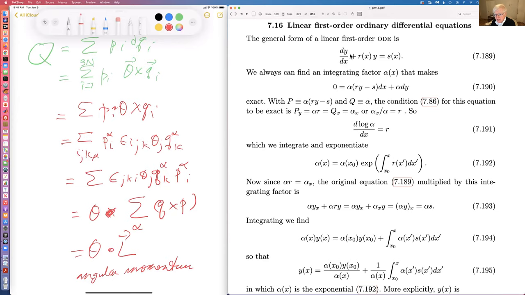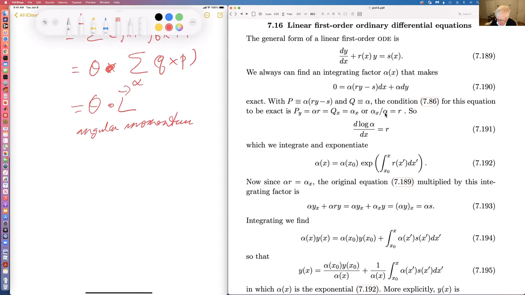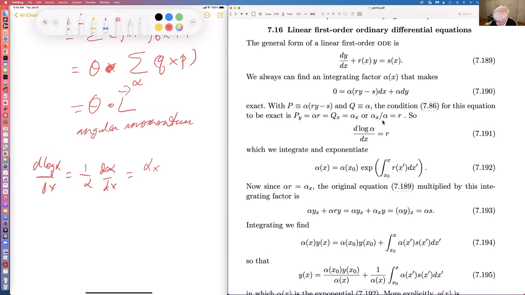So Q is alpha, P is alpha (R y minus S). So the condition for exactness is P sub y, which is alpha R, equals Q sub x, which is alpha sub x. But this is a nice tidy differential equation. It's alpha_x over alpha is R. But alpha_x over alpha is just d log alpha, in other words, d log alpha over dx is one over alpha times alpha_x. And you set that equal to R, so then you integrate.